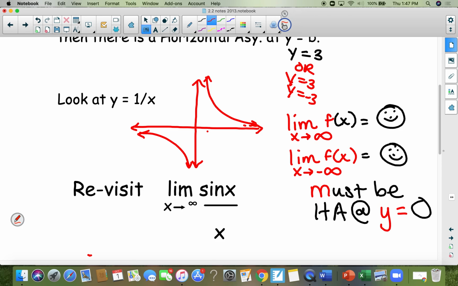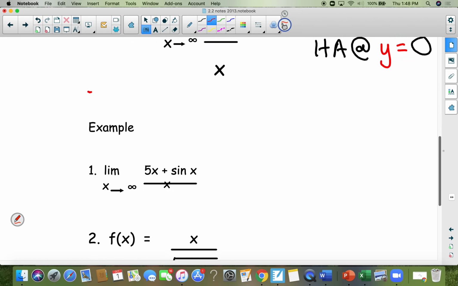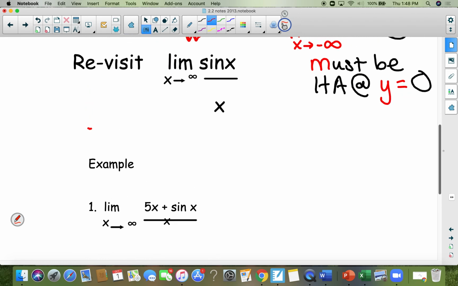There must be a horizontal asymptote at y equals 0 there. Okay, let's do another horizontal asymptote. Let's revisit the sine of x over x again. Do you guys remember what it looked like? It went like that, right? Something like that. We looked at as x approaches 0. Do you guys remember doing x approaches 0 and it got closer and closer to 1?